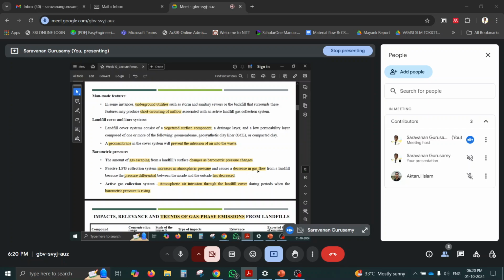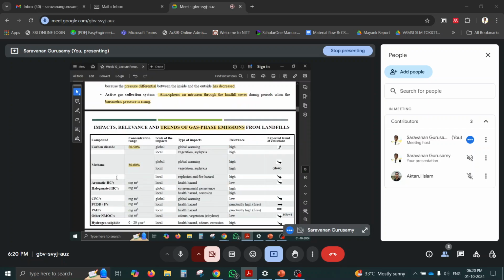Increase in the atmospheric pressure decreases the gas flow because the pressure difference between the inside and outside of the landfill gas decreased. In active gas collection system, we are giving a vacuum pressure to collect the landfill gas that is generated. In passive landfill gas collection system, whenever the atmospheric pressure decreases, the landfill gas will be collected. But in active gas collection system, we are applying some vacuum pressure to extract the landfill gas that is generated.